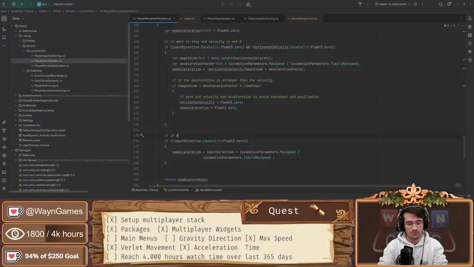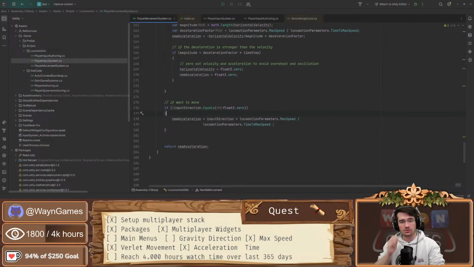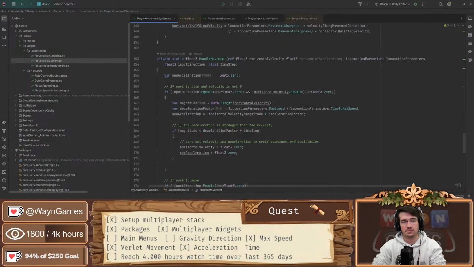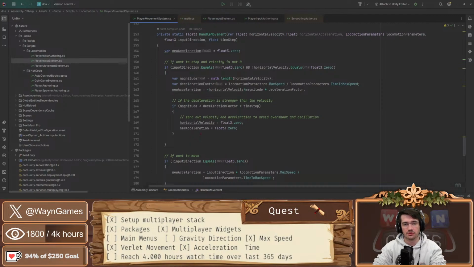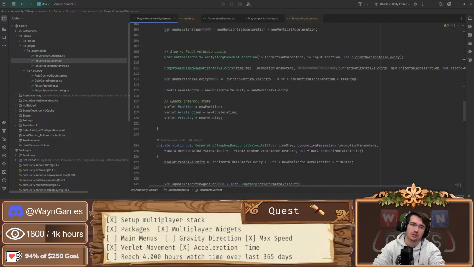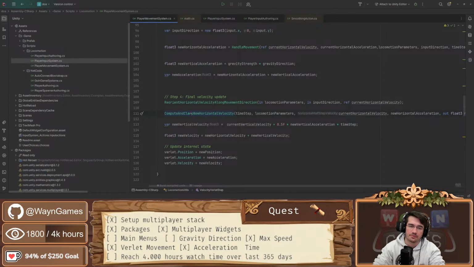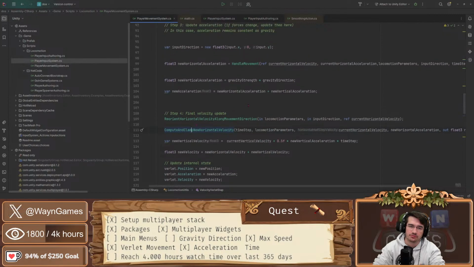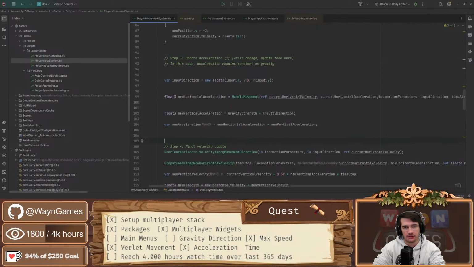If I want to move, then I compute the acceleration to move. Okay, I'm thinking if I should clamp the velocity here or if I should do that at the end. Let's leave it at the end.